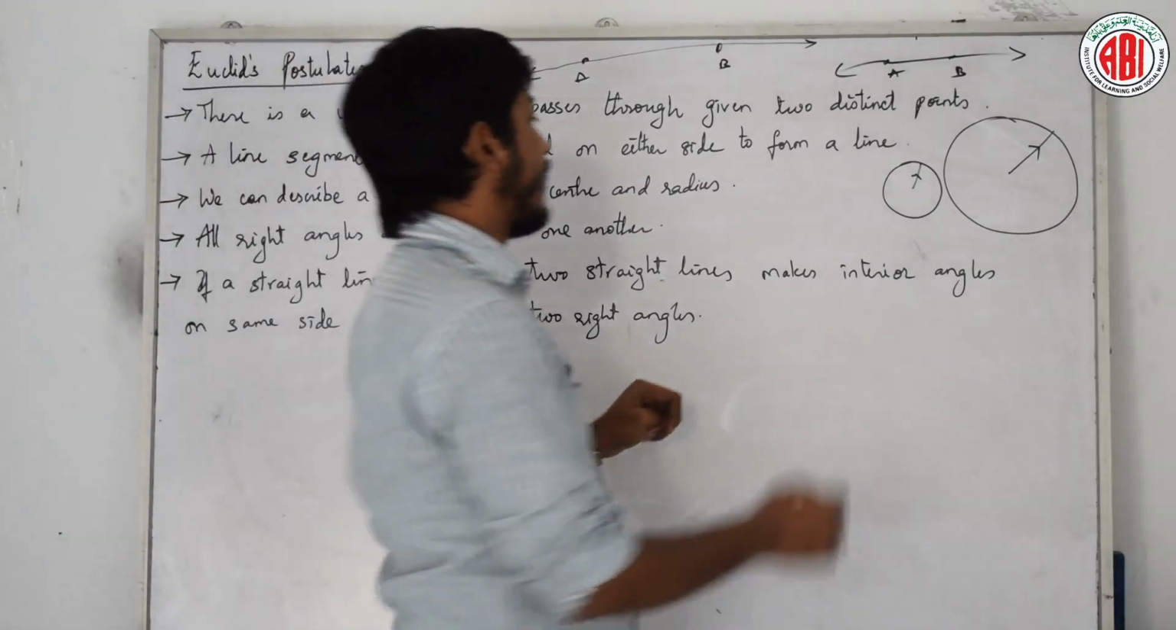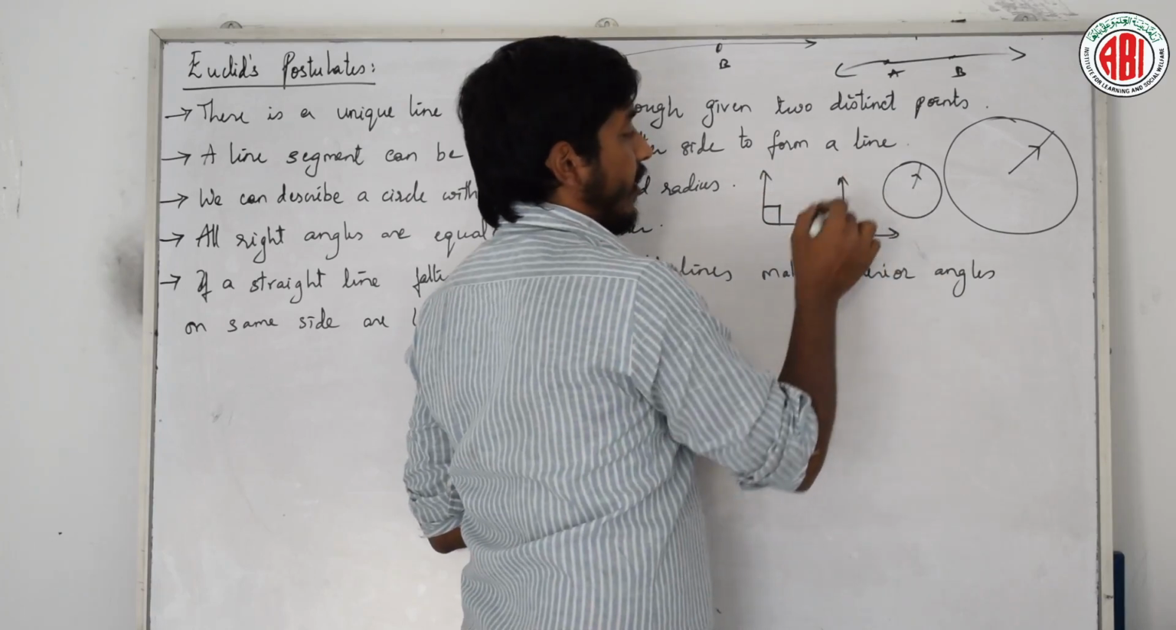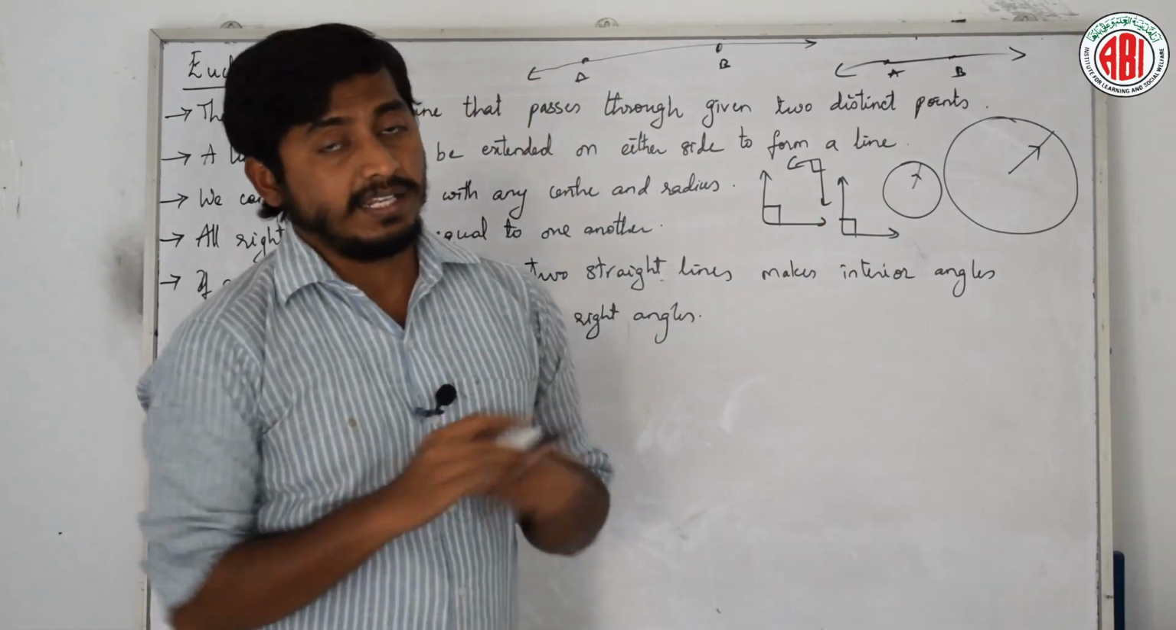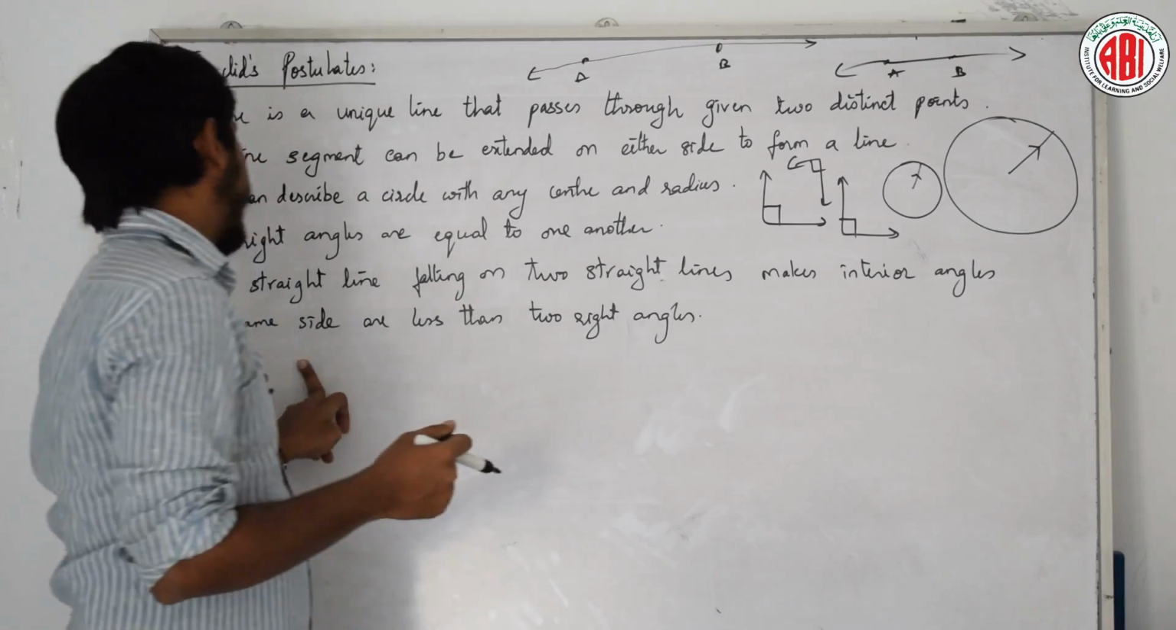All right angles are equal to one another. What do you mean by right angles? Right angle is the angle 90 degrees. Wherever you draw, whether you draw like this or you draw like this, however, the 90 degrees will be same. Clear? Fine. And the next, see here.